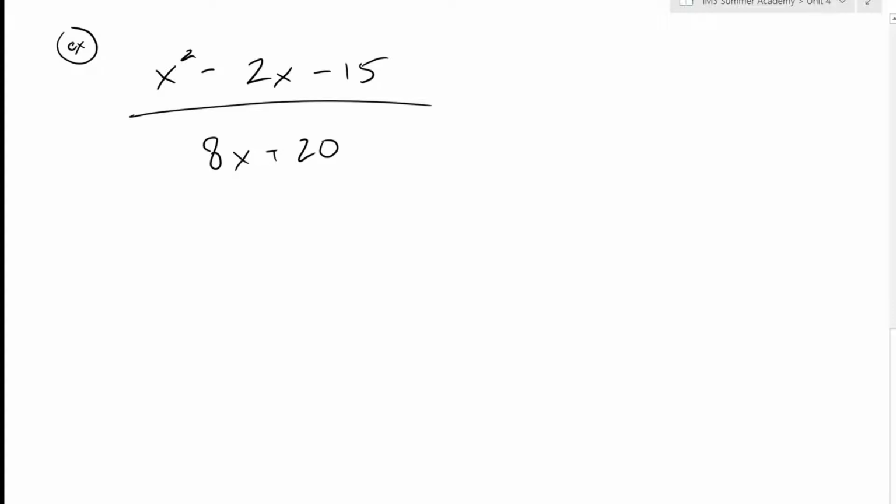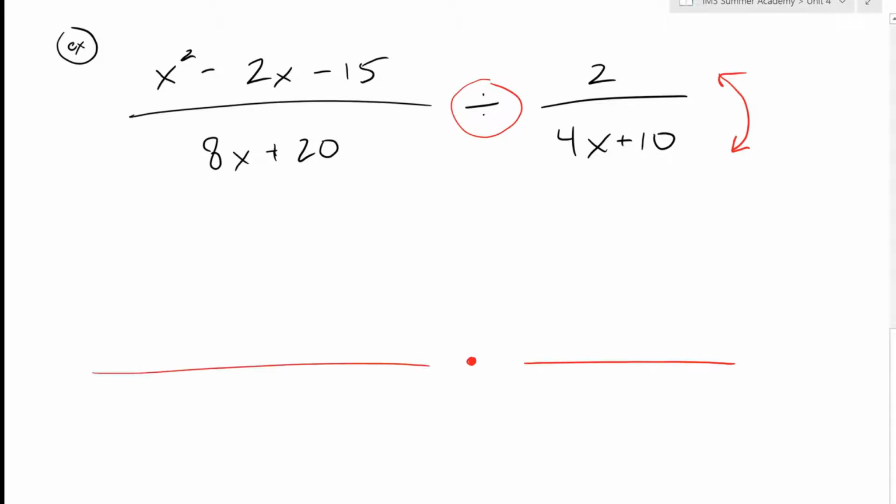Alright, for example, let's say they give us x squared minus 2x minus 15 over 8x plus 20 divided by 2 over 4x plus 10. Now remember, we don't really want to ever work with division. We want to flip this second fraction and make it multiplication. But you see, there are some things we do need to factor, because once it turns to multiplication, there is factoring that we have to do before we can cancel stuff out.